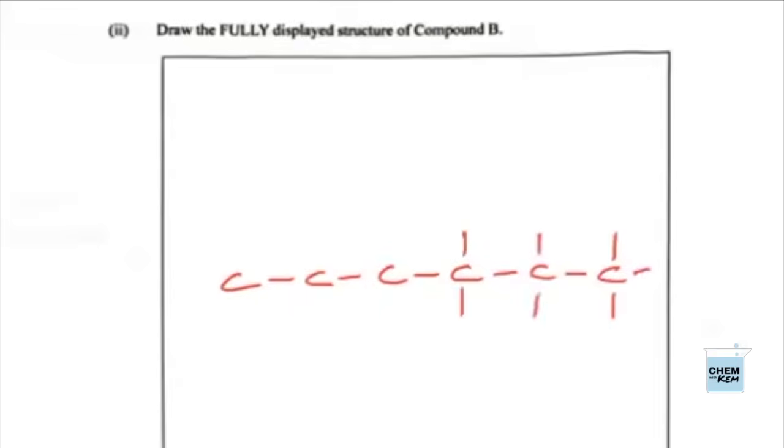Draw the fully displayed structure of compound B. Compound B, we said, has the formula C6H14. So we're drawing a skeleton or backbone formed from 6 carbons. And we'll get 2 marks for doing this.